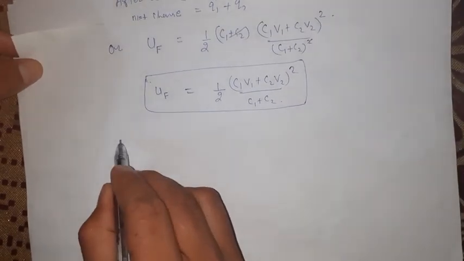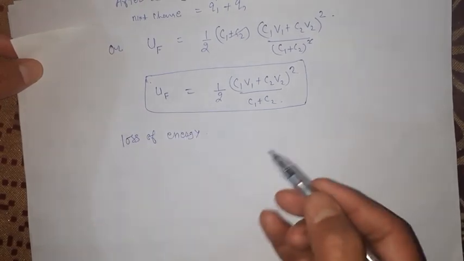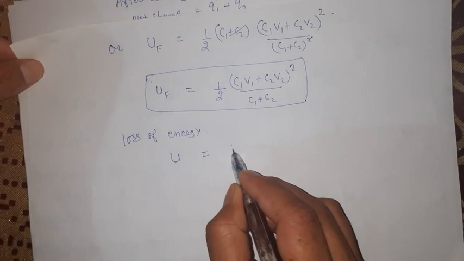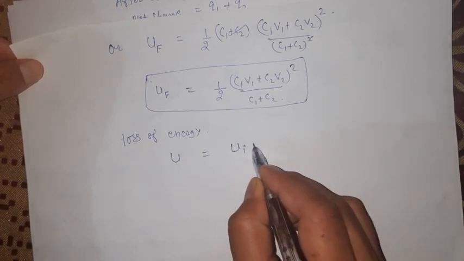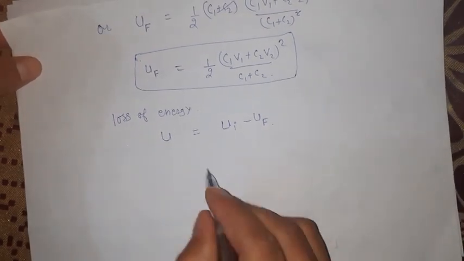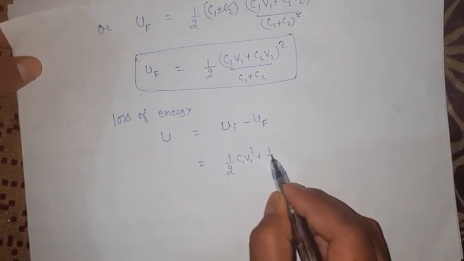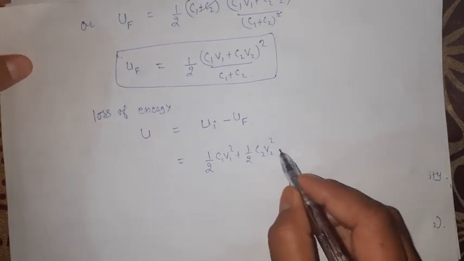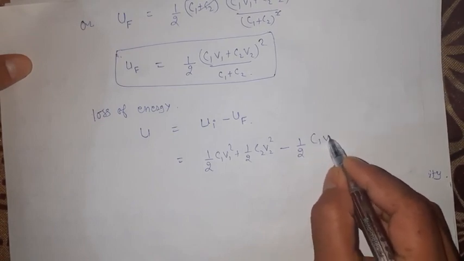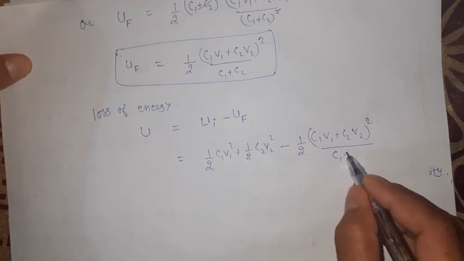Now how much is the loss of energy? Loss of energy means, students, that the final energy is going to be lesser as compared to the initial energy. The initial energy is greater as compared to the final, therefore there will be a loss of energy. Now how much is that? The initial energy was 1 by 2 C1 V1 square plus 1 by 2 C2 V2 square, minus the final potential energy, which was 1 by 2 (C1V1 plus C2V2) whole square upon (C1 plus C2).